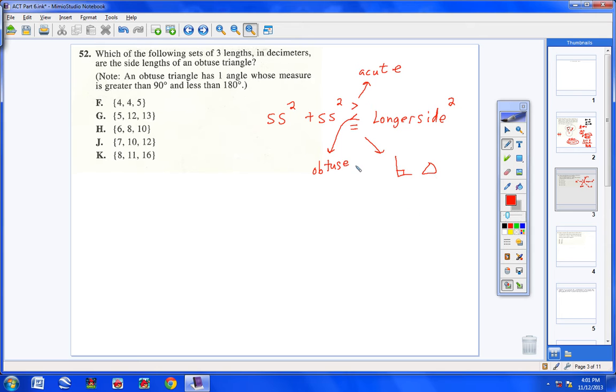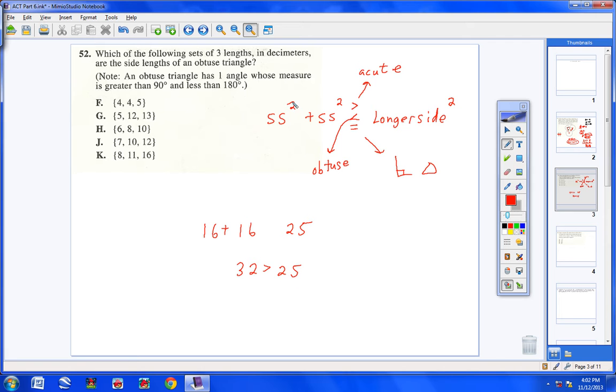Now you need to write all that down. That's what we're going to do now. So we can do this so quickly, students. Start with letter F. Here's your shorter side, longer side. So 4 times 4 is 16. 4 times 4 is 16. 5 times 5 is 25. Add these two together. 32 is greater than 25.